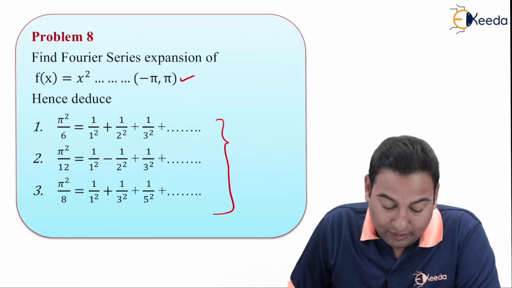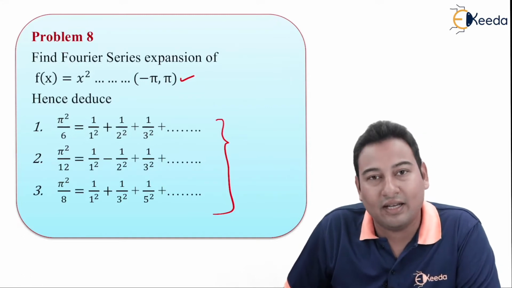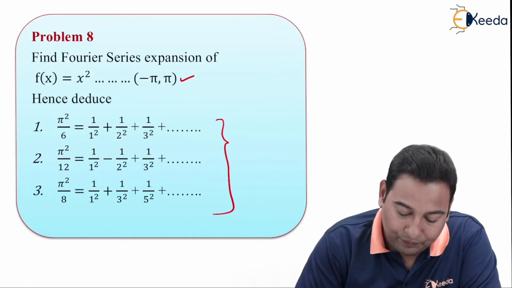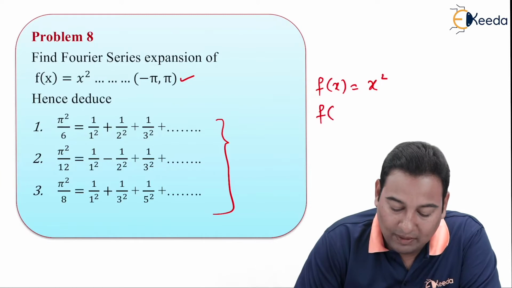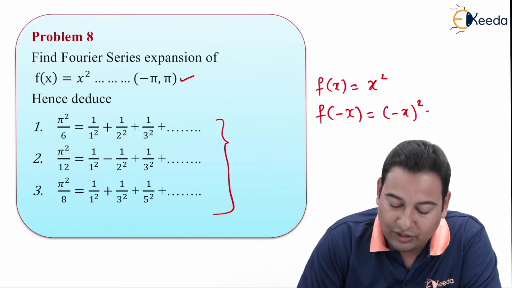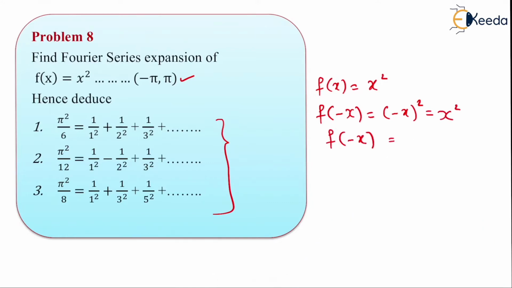First of all, the interval is minus pi to pi. So first of all, we need to check whether it is an even function or odd function. f of x is equal to x square. For checking, we need to replace x with minus x. That is minus x the whole square, which is x square. Therefore, f of minus x is equal to f of x. The function is even. f of x is equal to x square is an even function.